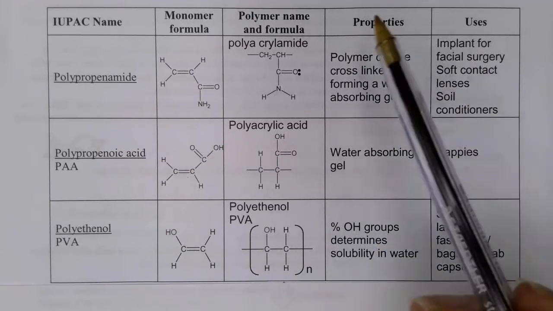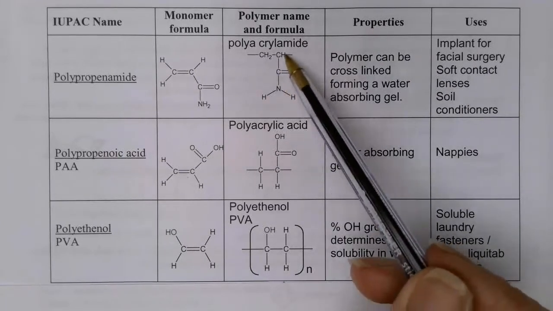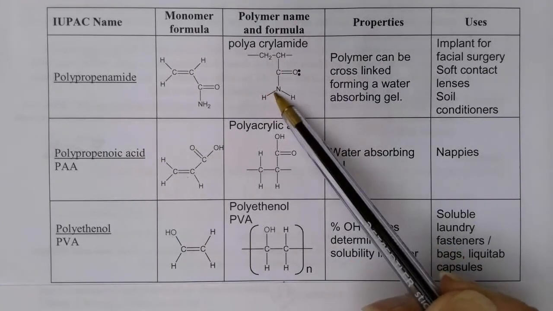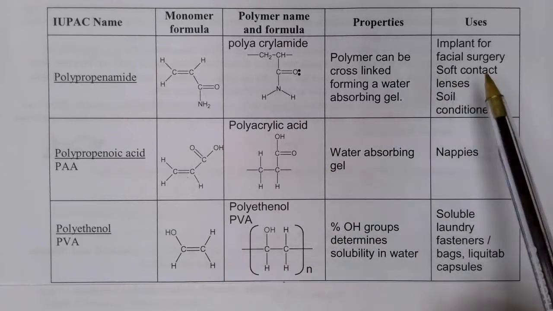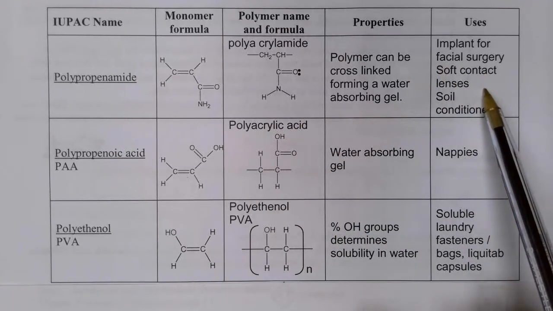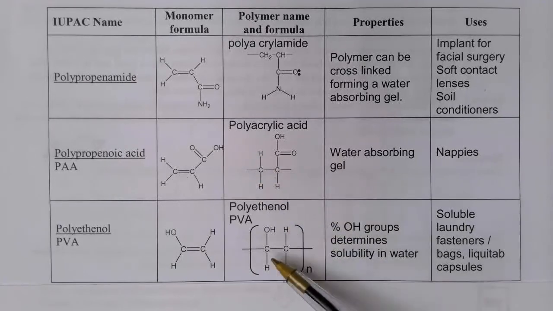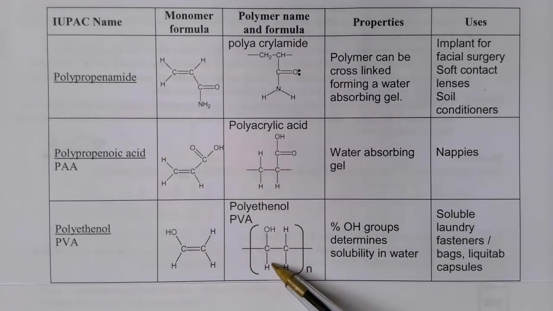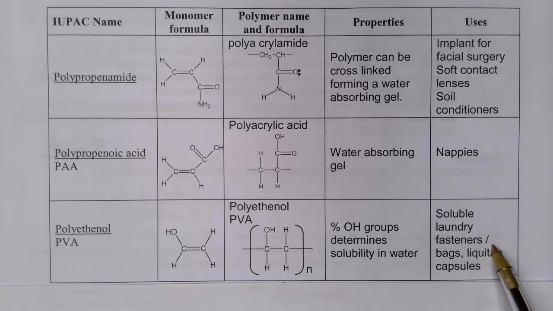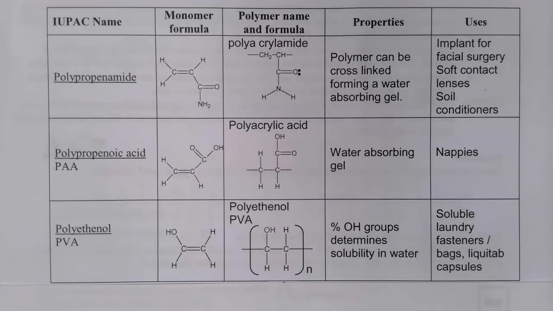Properties and uses, well, some of them can form very strong cross-linkages. They can form a water-absorbing gel. So these ones, for example, are used in soft contact lenses. These, again, can absorb water, and these OH groups have a high degree of hydrogen bonding. So they're actually, unusually for a polymer, very soluble in water. And this is what soluble fasteners and bags and liquid tap capsules are made out of.